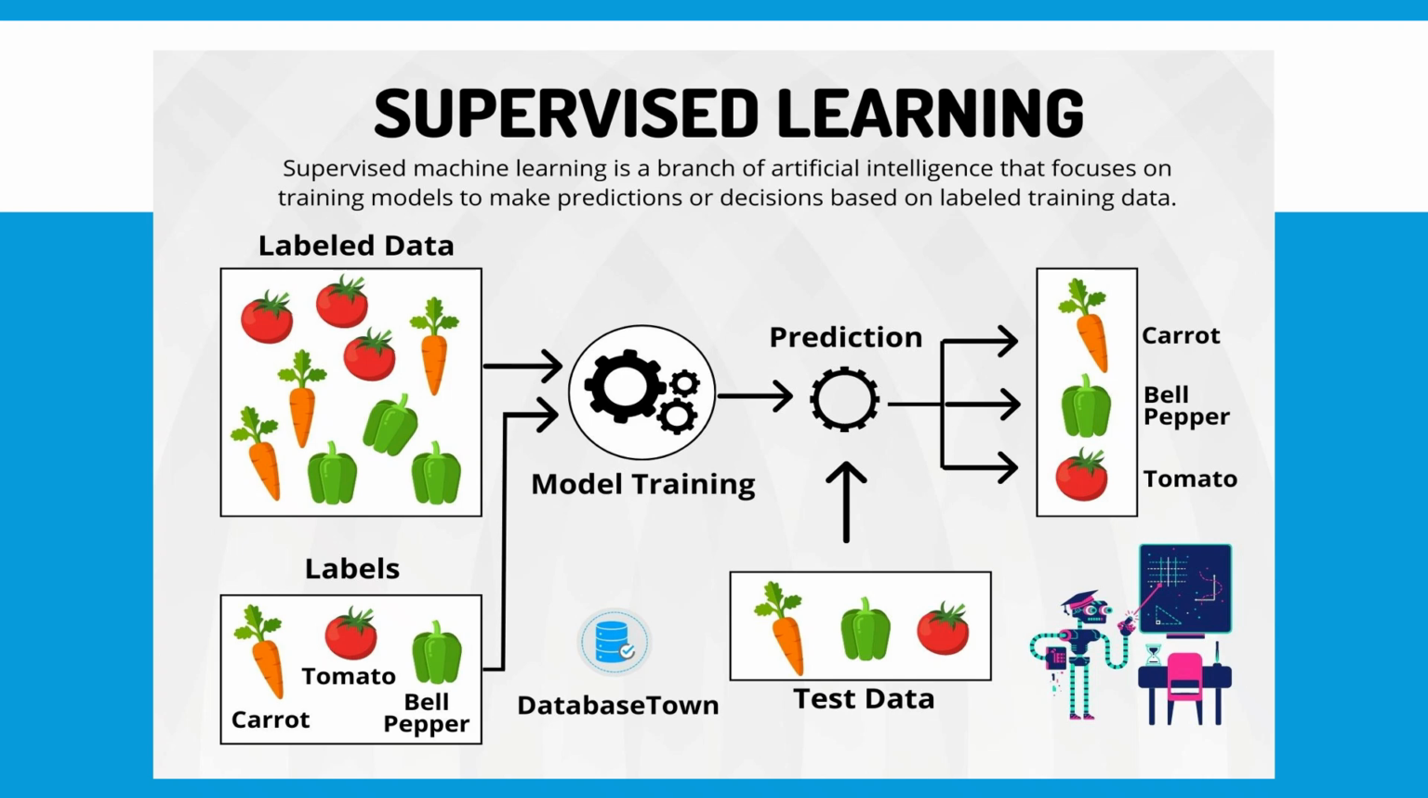From the image, you can see that it's a vegetable classification. Here we have the input data, that is the images of the vegetables and their corresponding labels like carrot, tomato, bell pepper, etc. So this is given to the model. The model is trained on this data, its input and its labels. So based on that it makes predictions. Whenever test data is given, it predicts those labels. So this is an example of classification.